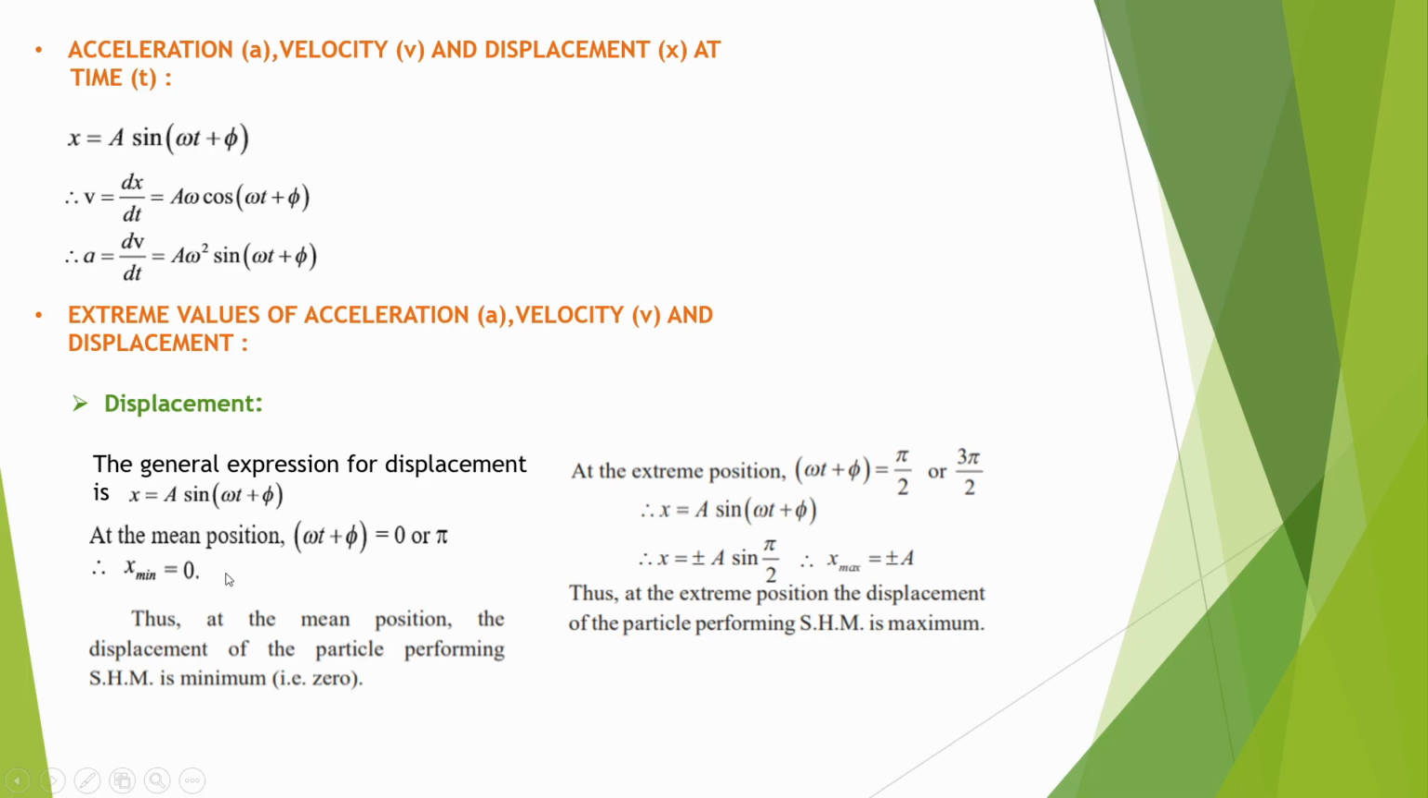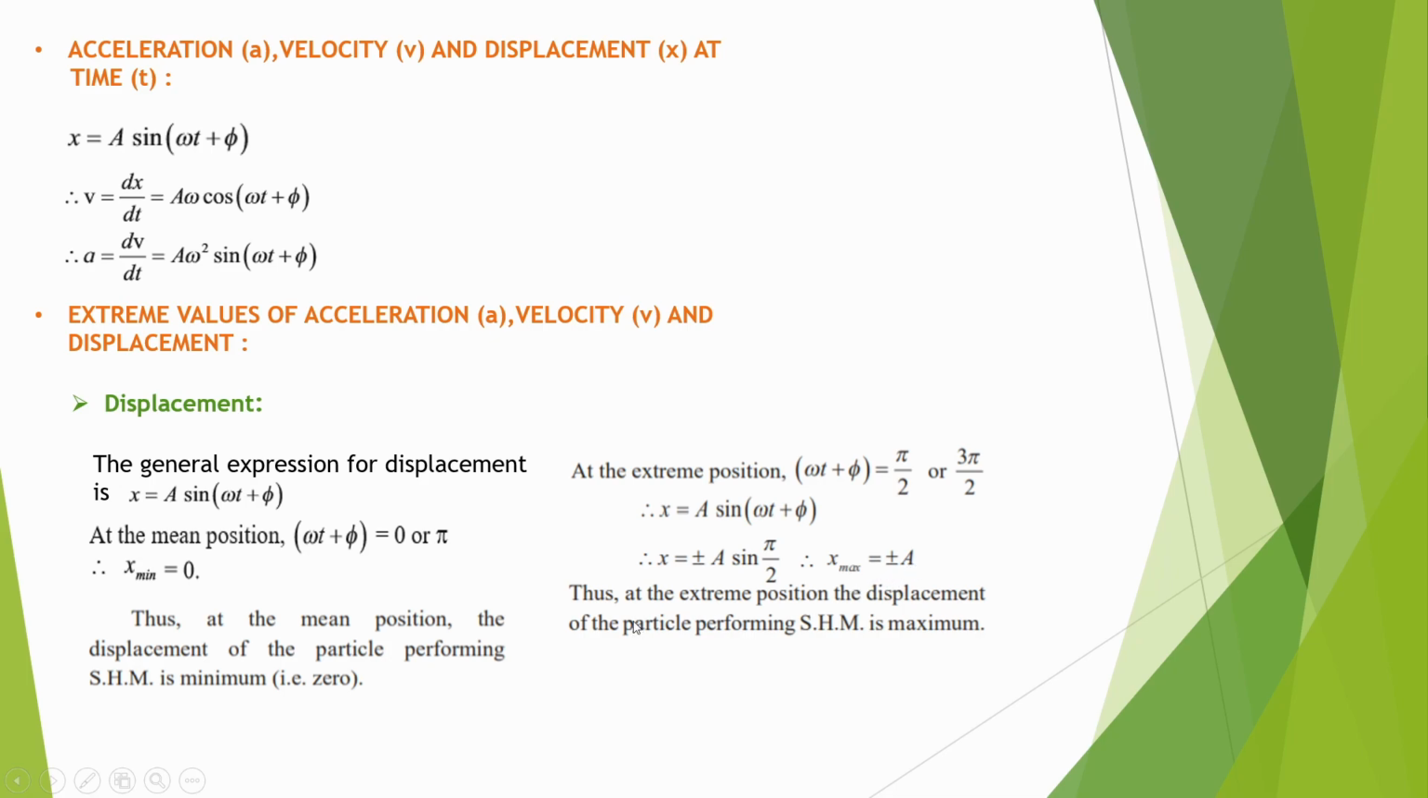While the particle is at the extreme position, what is the value of ωt + φ? Its value is π/2 or 3π/2. When we substitute π/2 or 3π/2, the sine value is 1, so we get x = ±A, and that is the maximum displacement. When the particle is at the extreme position, the displacement of the particle performing SHM is maximum.